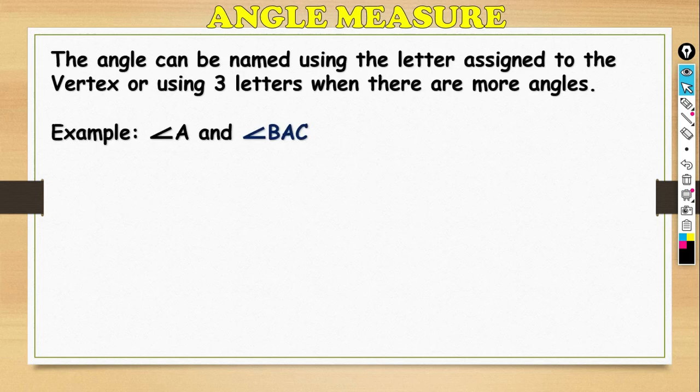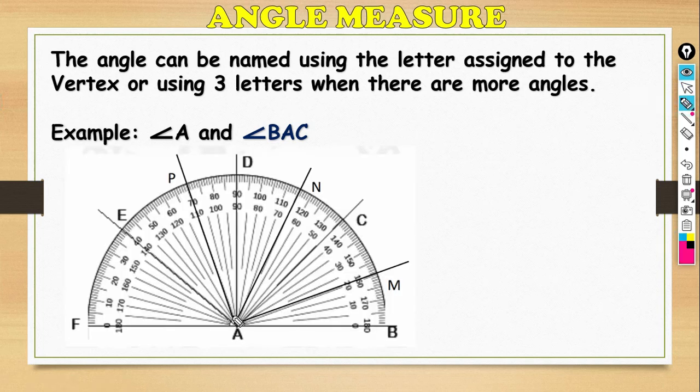So, how to measure an angle? The angle can be named using the letter assigned to the vertex or using 3 letters when there are more angles. For example, angle A and angle BAC. Yan, ito yung point. So, dahil maraming ang pwedeng ipangalan sa angle A, gagamit tayo ng 2 letters, madadagdag tayo sa angle A para ma-specify natin kung anong angle siya. Halimbawa, yung angle BAC.